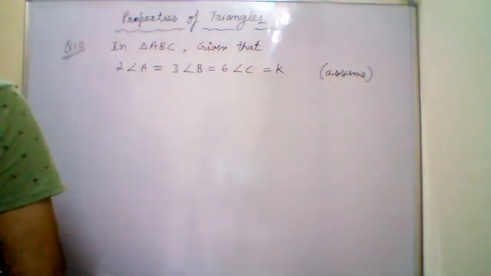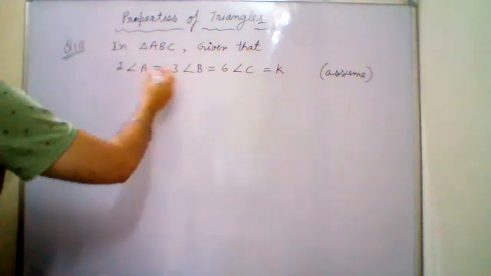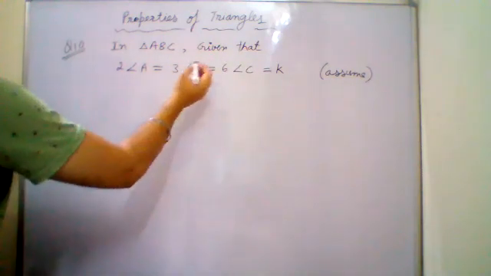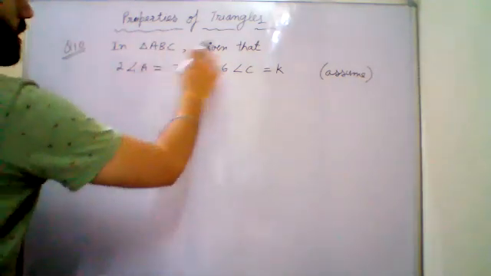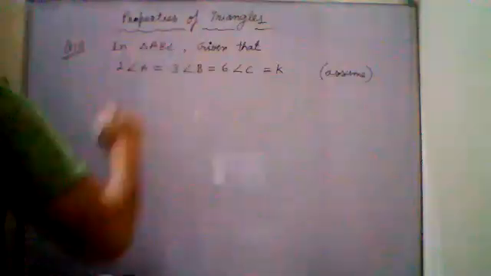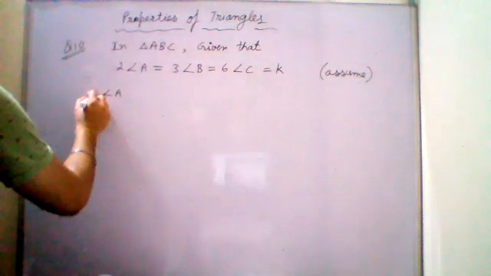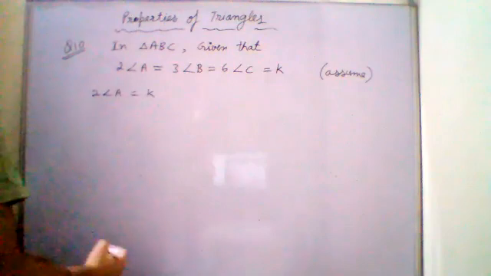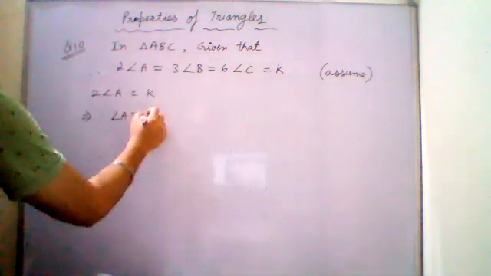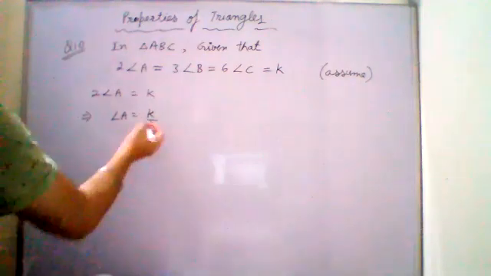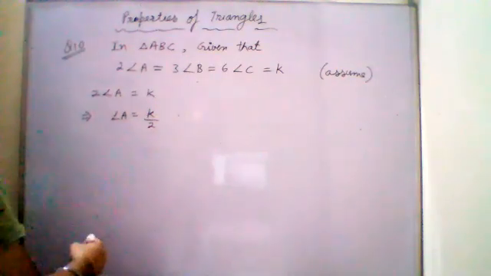So how to use this K. Now we have assumed that all the three are equal to K, so we can say that twice of angle A is equal to K. So if we write 2 angle A equals K, then we can also write the value of angle A. Angle A is equal to K upon 2, the value of angle A in terms of K. You can take this 2 to the RHS.